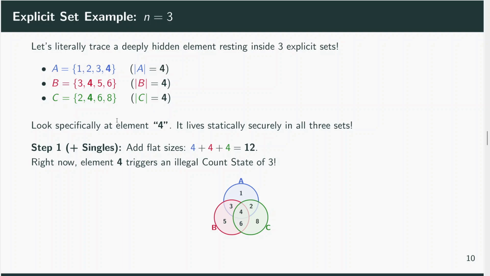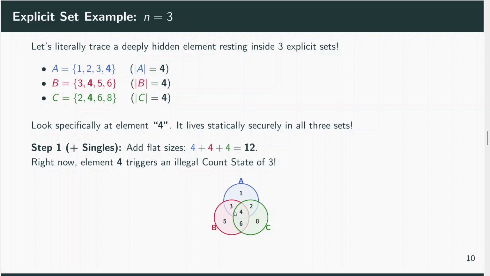The element we are going to track is the number 4. Why 4? Because 4 appears in all 3 sets at the same time. It is in A, it is in B, and it is in C. It is the most interesting element, the one sitting right at the very center of our Venn diagram in the region where all 3 circles converge.